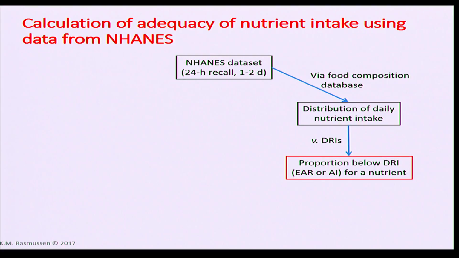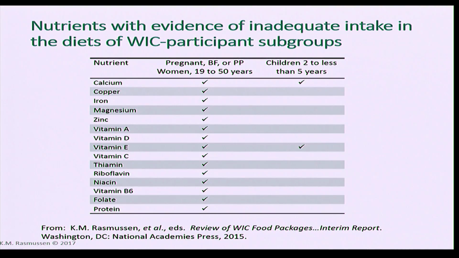And by comparing those results to the DRI, we can calculate the proportion of the population that's below the EAR, in this case, for a nutrient. Okay, so far so good. What happens when we do that? Well, here are data from the interim report, which we released a year ago. The findings aren't different in our just released report last week, so we'll stick with this lovely picture.